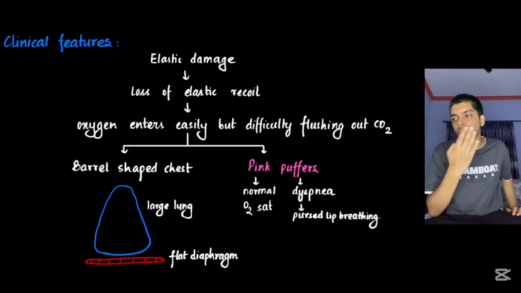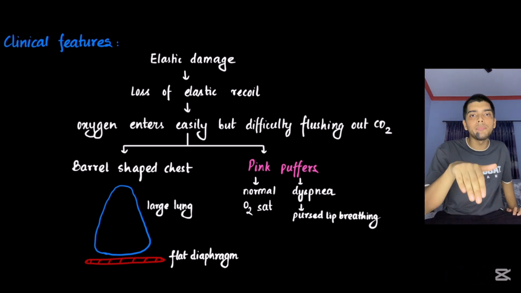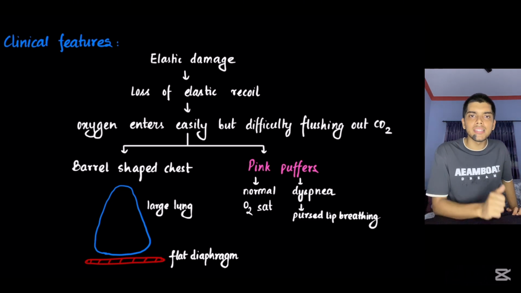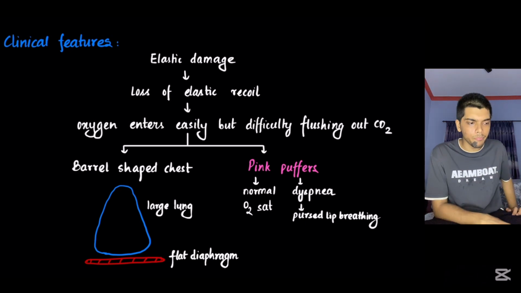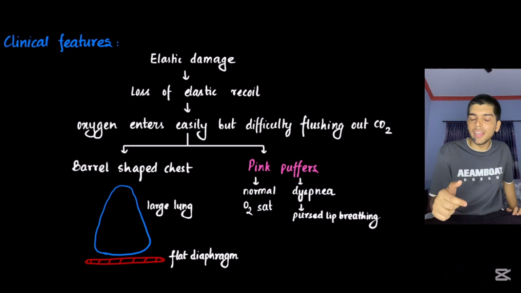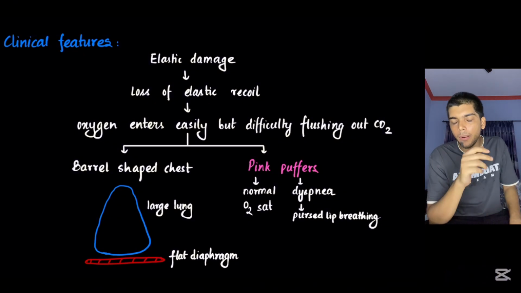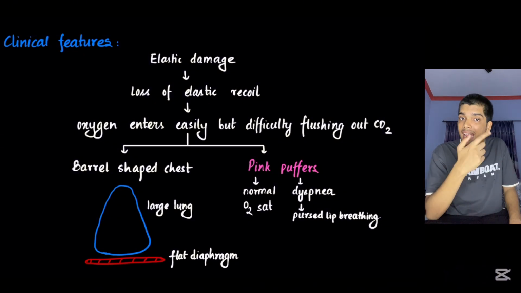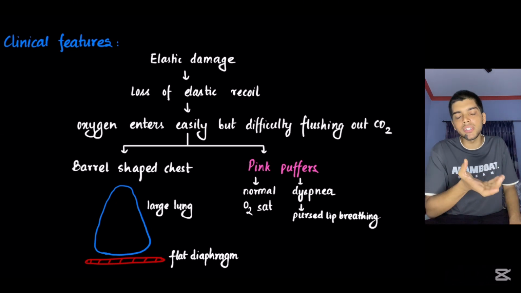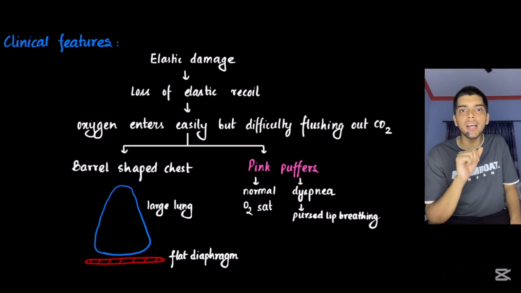Then types, there are 4 types. Centriacinar affects the respiratory bronchiole. Panacinar affects both respiratory bronchiole and alveolar duct and sac. Distal acinar affects alveolar duct and sac. Irregular has irregular involvement. Most common clinically is centriacinar. Most common histologically is irregular. Smoking causes centriacinar, affects the upper lobe. Alpha-1 antitrypsin deficiency causes panacinar, affects the lower lobe. Then spontaneous pneumothorax is associated with distal acinar.